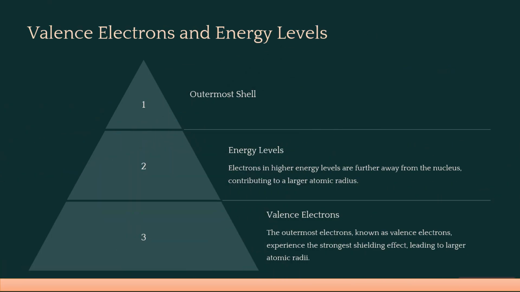Now, let's talk about energy levels. Electrons occupy regions called energy levels or shells, and each level is further from the nucleus than the last. As you add more energy levels, like stacking floors in a building, the atomic radius grows larger. Valence electrons, which are the outermost electrons, are especially affected by the shielding effect and the energy levels they occupy. These factors work together to make atoms larger as you move down a group in the periodic table.